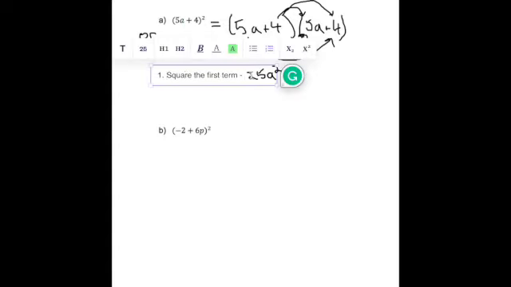And then there's another step to this. There's 3 steps to this. That's just the first step. The next step is to times both terms by each other and times it by 2. So in this instance, you do 5a times 4. See, 5a is the first term, 4 is the second term. So first term times second term times 2. So 5a times 4 is 20a times 2 is 40a.